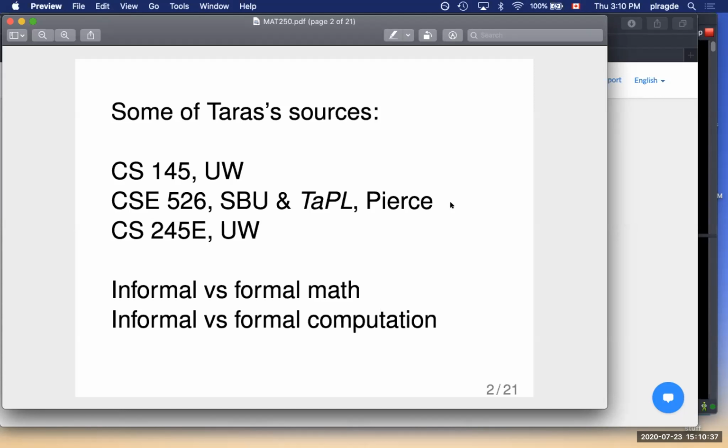That work is available online. It's a free online textbook resource called Software Foundations, and it's really quite nice. It uses a proof assistant called Coq.